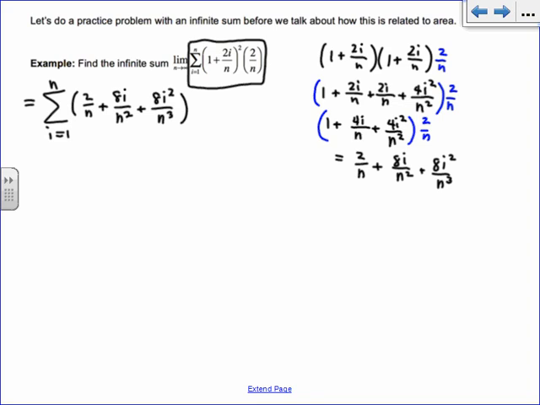Okay, and we know that with a sigma, we can break things apart. So if I have pluses in between there, then I can break them into separate sigmas. So that's exactly what I'm going to do. So I'm going to break it into i equals 1 to n of 2 over n plus i equals 1 to n of 8i over n squared plus i equals 1 to n of 8i squared over n cubed.